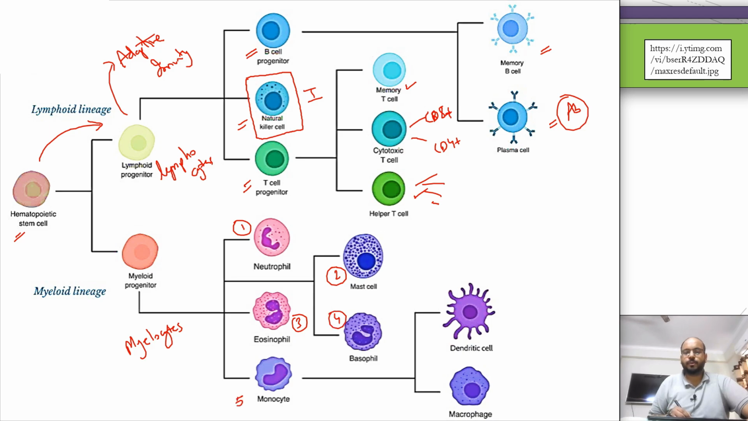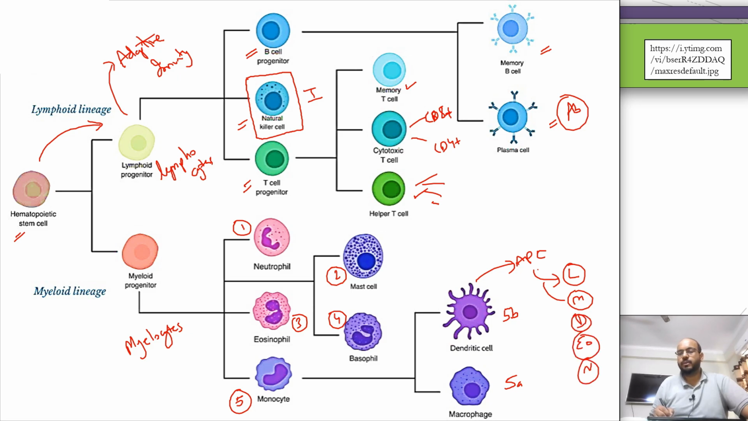The fifth one is monocyte. And monocyte will give rise to two types of cell populations. We have macrophages and we have dendritic cells. Now, dendritic cells are responsible for antigen presentation to lymphocytes. They can also present antigens to mast cells, other dendritic cells, eosinophils, neutrophils. So basically, dendritic cells are the first reporter.